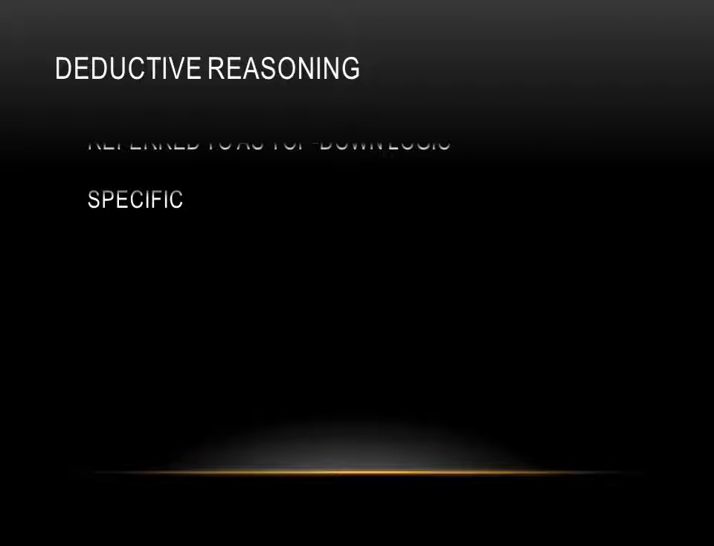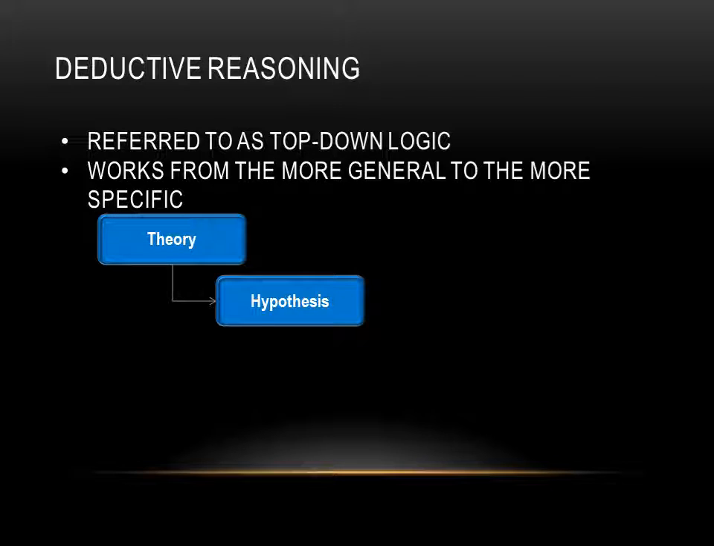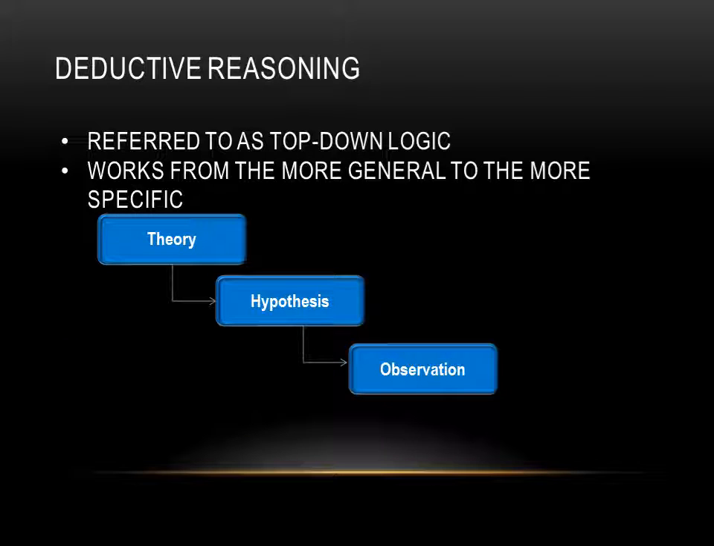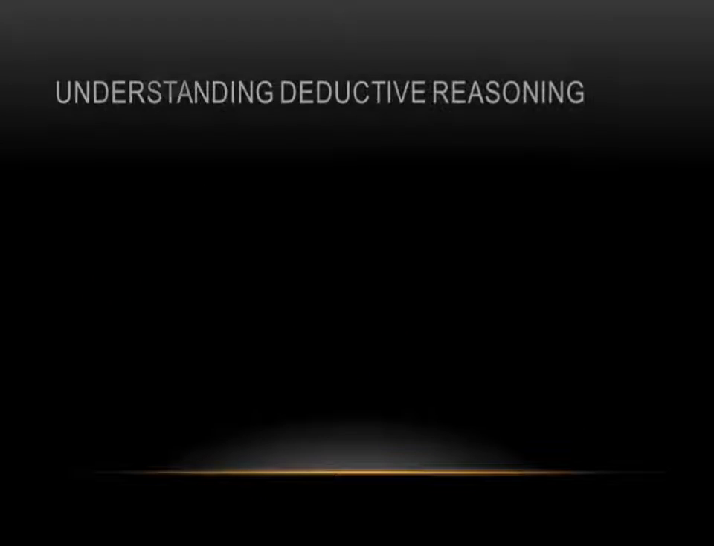Define deductive reasoning. Referred to as top-down logic, it works from the more general to the more specific. We begin with thinking up a theory about our desired topic, narrow it down further to a specific hypothesis that we can test, further narrow down when we collect observations to address the hypothesis with specific data, and finally arrive at a confirmation of our theories.